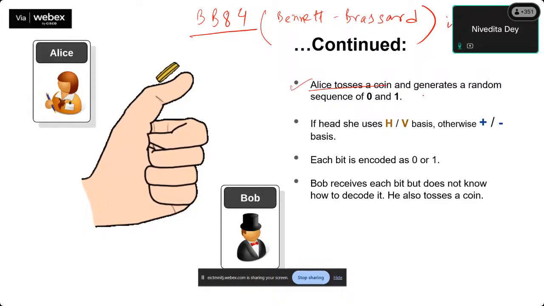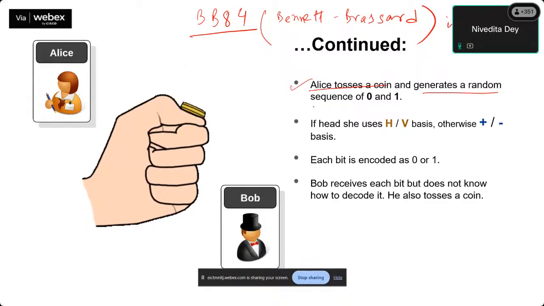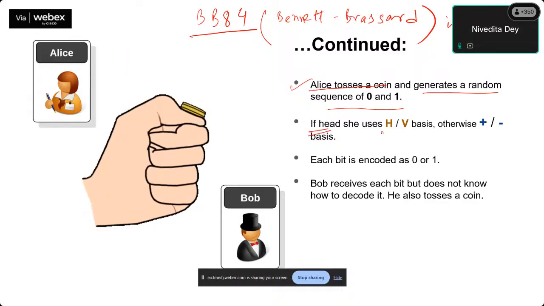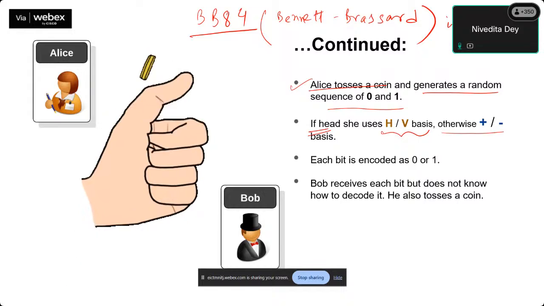So depending on that, Alice will generate a random sequence of 0 and 1. Now, say if the outcome is head, then she will use a horizontal vertical basis. Now, this can be a plus minus basis as well, but this is what their assumption is. Again, I've told you, you have to follow the same assumption for both Alice and Bob. Say, for example, if head, then Alice will be choosing horizontal vertical basis. Otherwise, she will be choosing the diagonal or the plus minus basis.